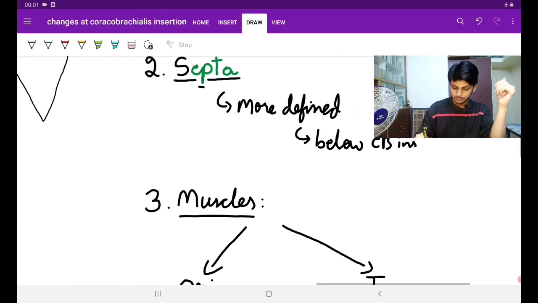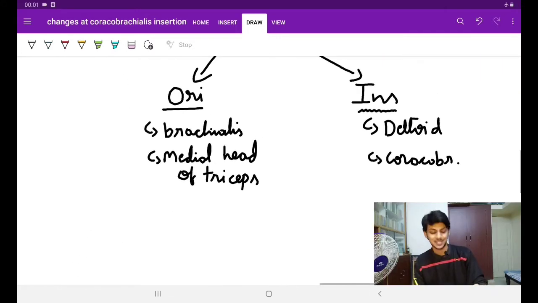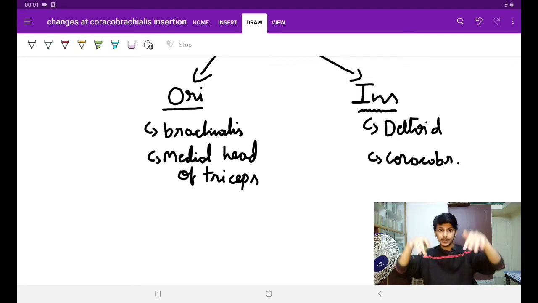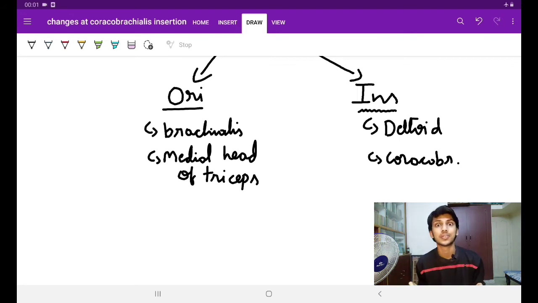Now let's go to the muscles. What muscles? There are basically 4 muscles related to it. What are those 4 muscles? We'll be studying that now. There are 2 origins and 2 insertions, guys. 2 muscles are taking origin and 2 muscles are getting inserted near the level of insertion of coracobrachialis.